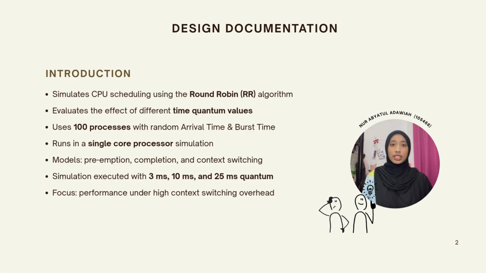In this simulation, we use 100 processes with random arrival times and burst times, and all processes are executed on a single processor. The system models key scheduling behavior such as process arrival, preemption, completion, and context switching. The simulation is executed using three different time quantum values, which are 3 milliseconds, 10 milliseconds, and 25 milliseconds.